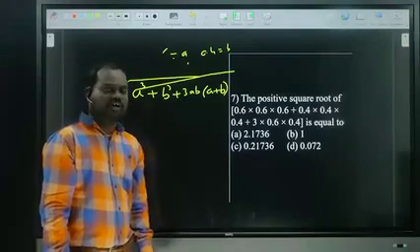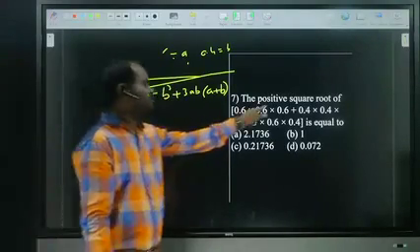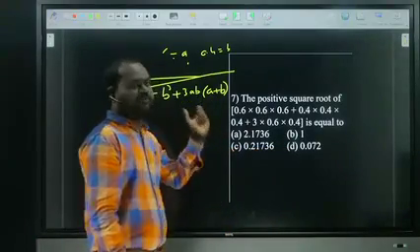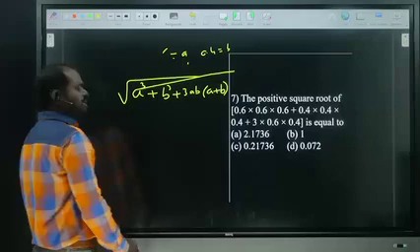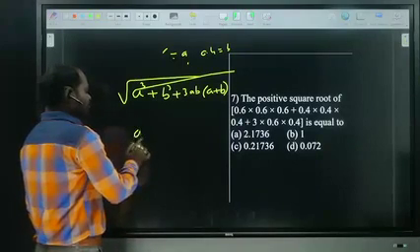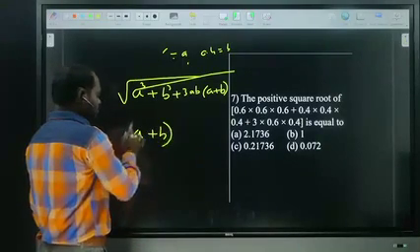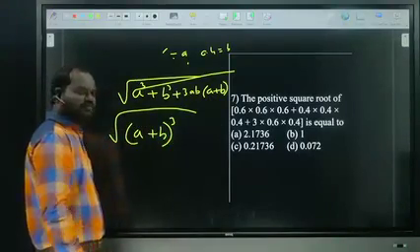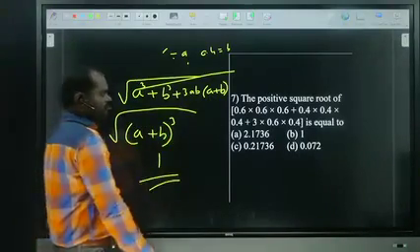We can write this because by doing the addition of 0.6 plus 0.4, how much is it? 1. So nothing will change. That's why we can write (a plus b) whole cube under the cube root. 0.6 plus 0.4 is nothing but 1. So the answer is 1.